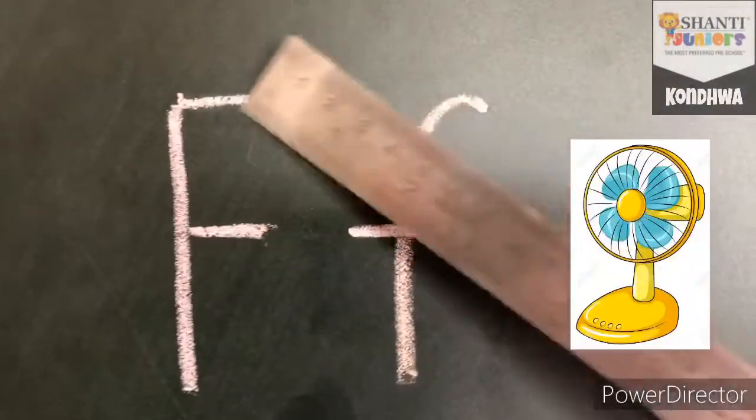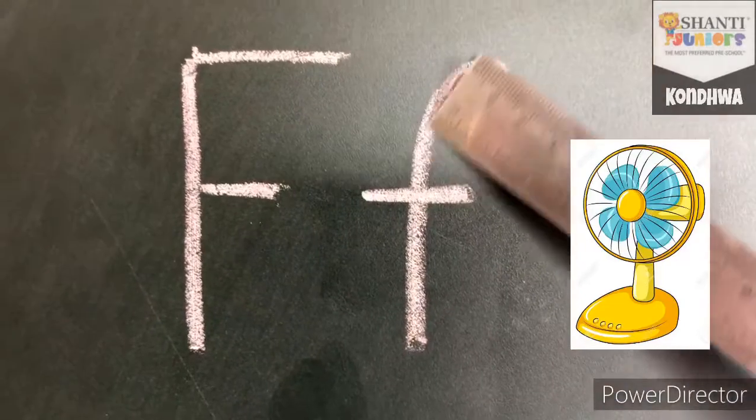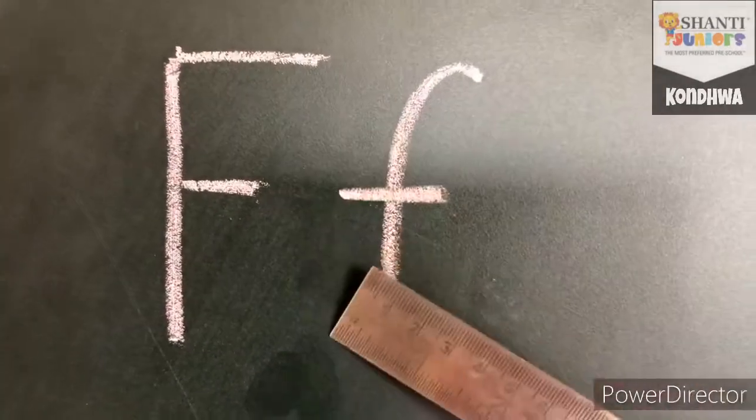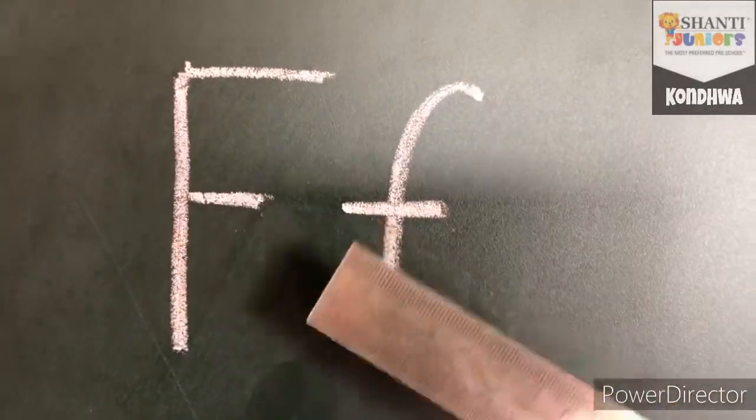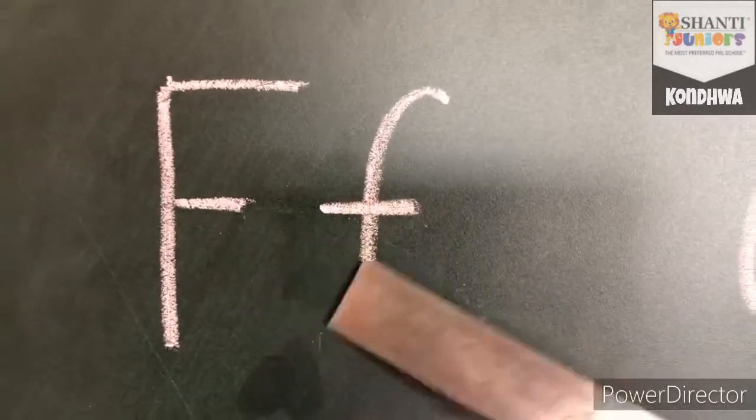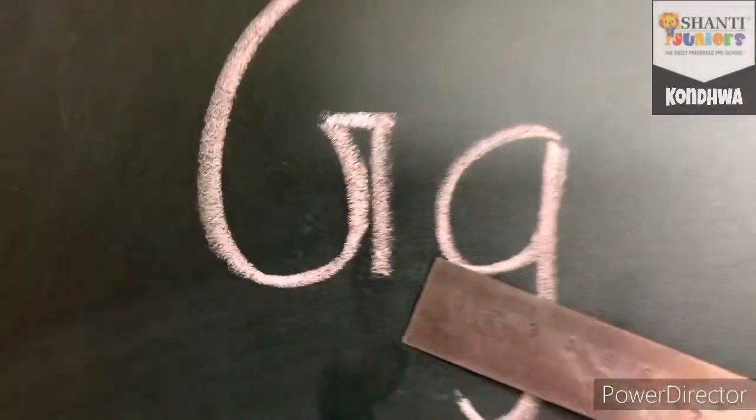F. This is capital F and this is small f. F for fan. F for fish. Now we will come to the next alphabet.